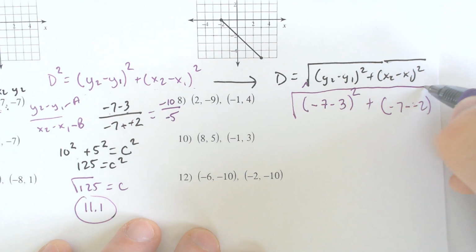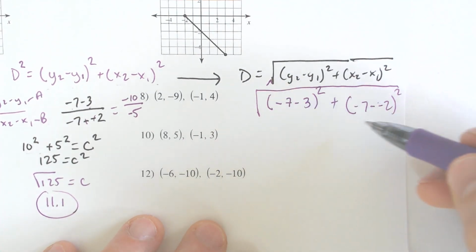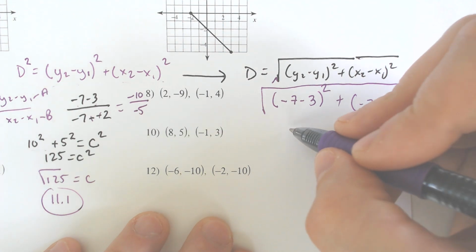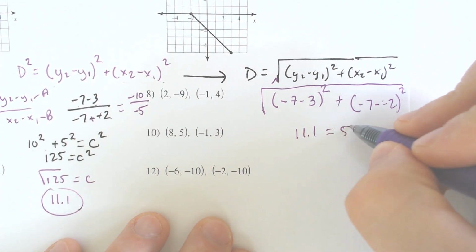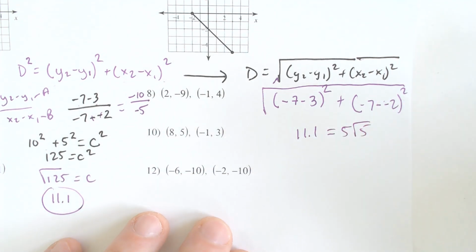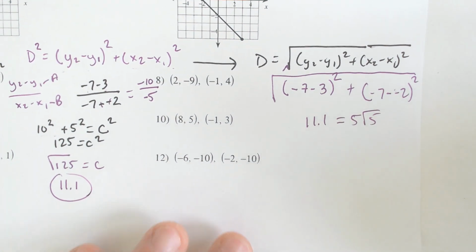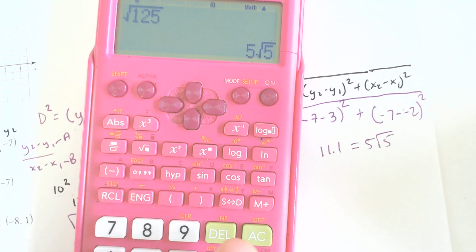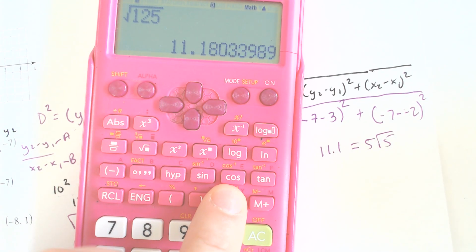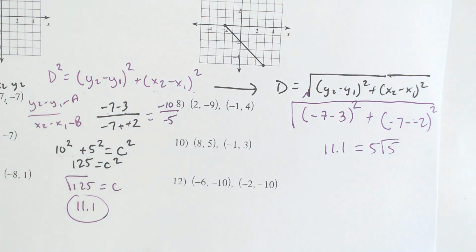And if you have a nice calculator, you can type this whole thing in with the parentheses and the negatives, and it will spit out the answer of 11.1 as well. It might also spit out 5 square root of 5, which is the simplified radical version if you have a special calculator. And if you do have that special calculator, you probably want to hit the SD button. That turns it from 5 square root of 5 to 11.1. Okay? Let's do another one of these.